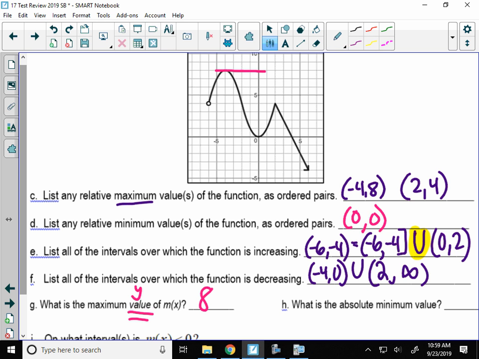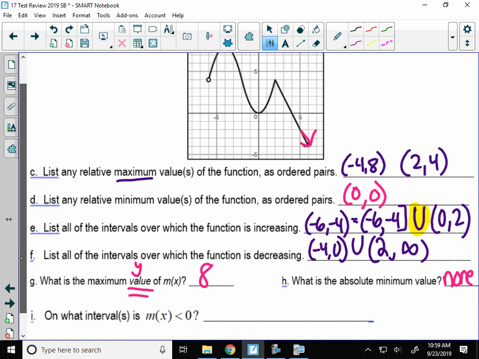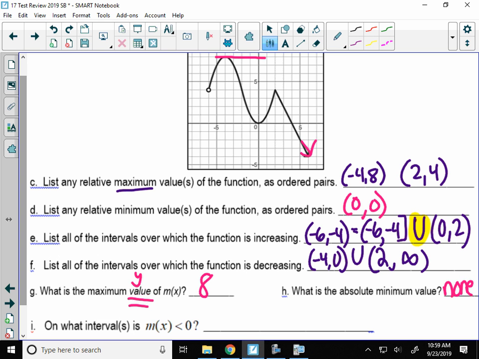What's the absolute minimum value? Well, there's actually not one because there's an arrow going down forever. And because the graph never stops going down, there is not one lowest point. So there's no absolute minimum. On what interval is the graph less than 0? Again, like we talked about last time, less than 0 here would be the part of the graph under the x-axis. That starts happening at 4 right here, and I'm going under the axis from 4 on. So I would say from 4 to infinity, I'm less than 0.